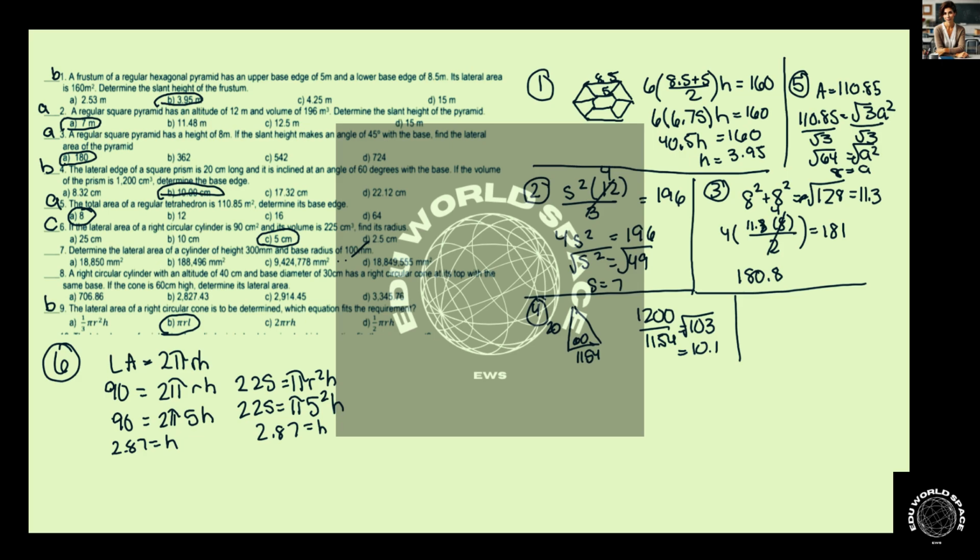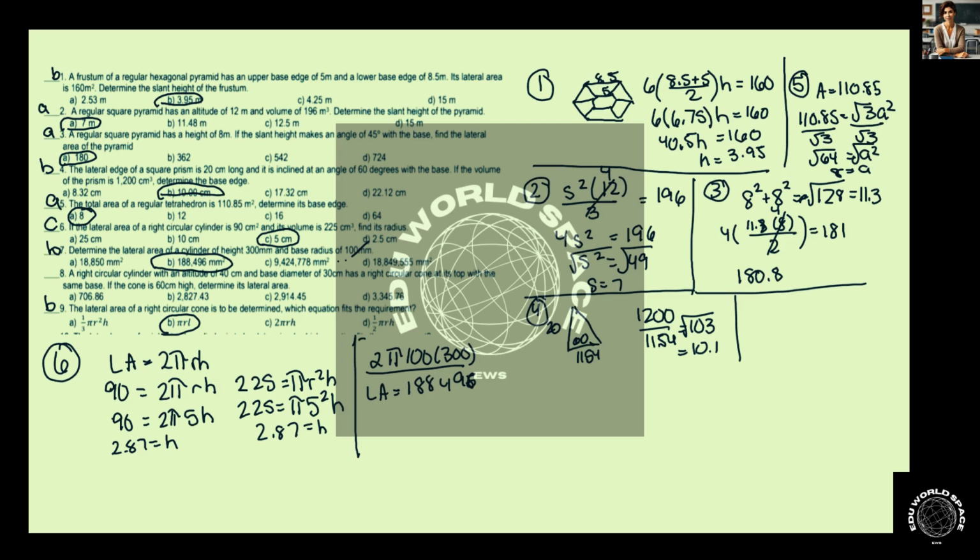Then for number 7, it wants you to find the lateral area of the cylinder with a height of 300 and a base radius of 100. So you do 2 times pi times the radius of 100 times the height of 300, and then you get a lateral area of 188,496, if you round to the nearest whole number. So that would be B.